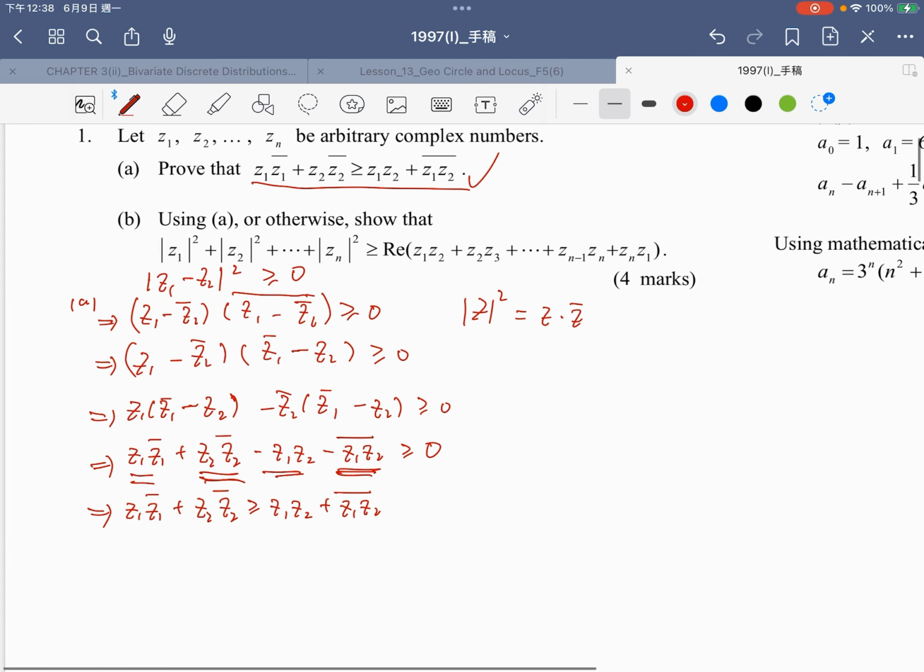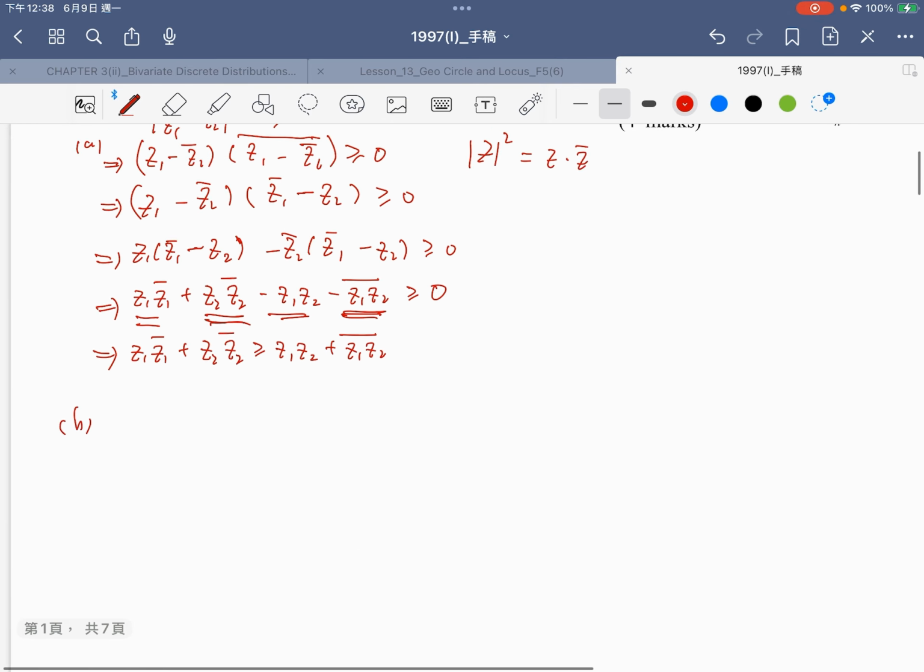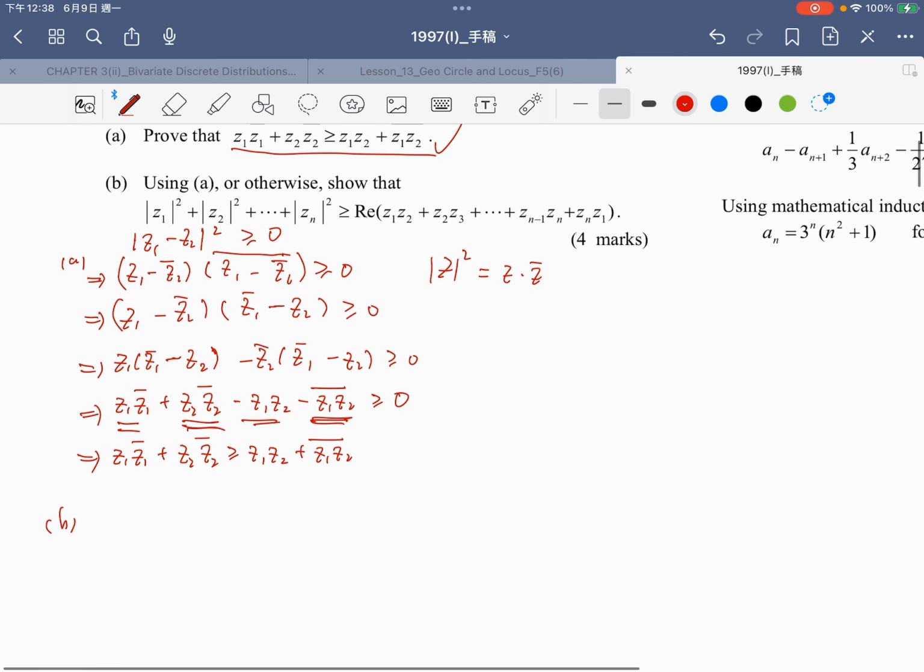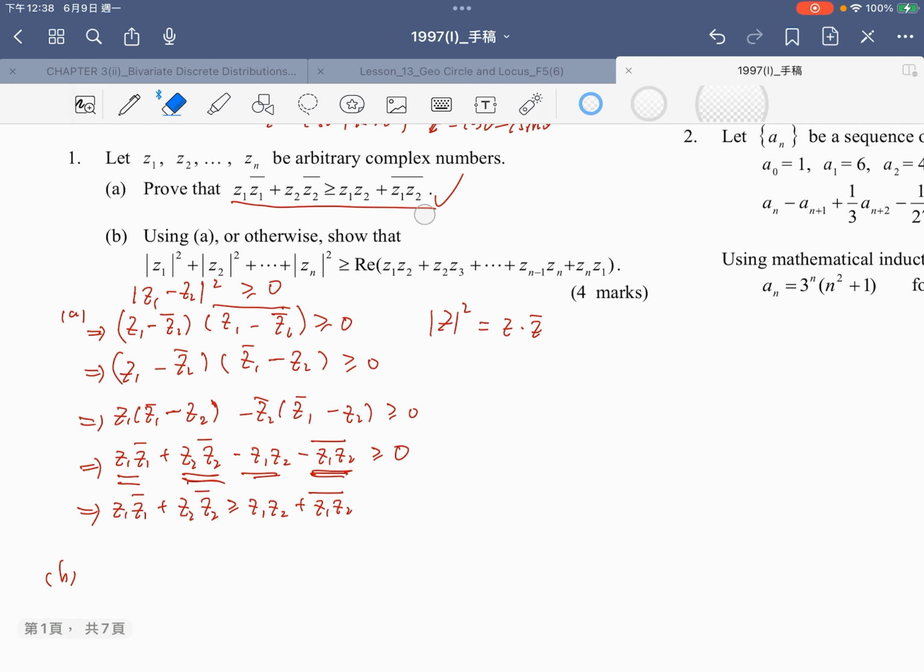Okay, for part B, let me see. For part B, I try to write, change this one. Because this format can be thought of as the modulus of Z1 squared plus the modulus of Z2 squared greater than this one plus this one. This is actually equal to two times the real part of Z1 Z2 conjugate.